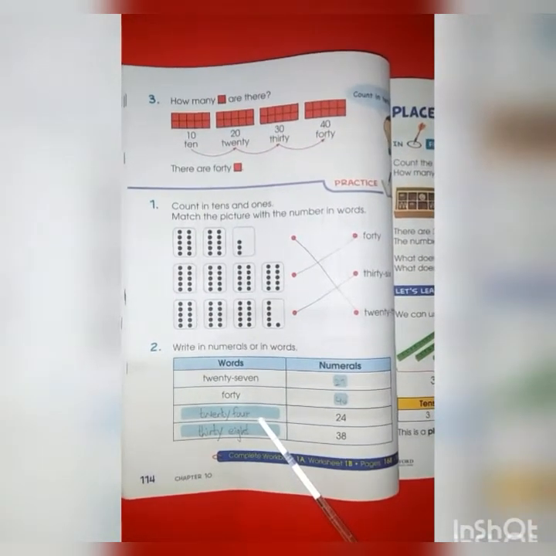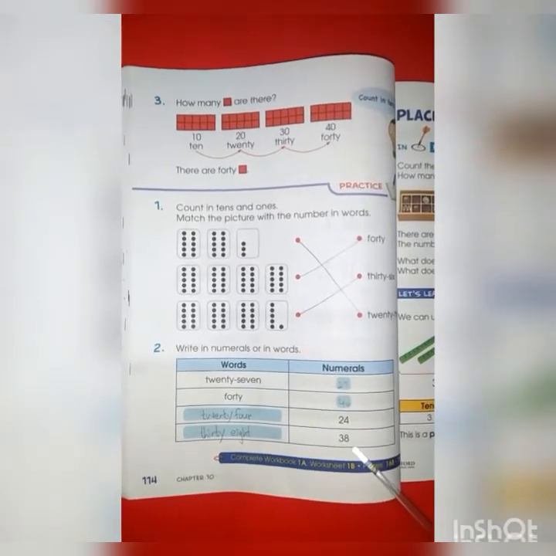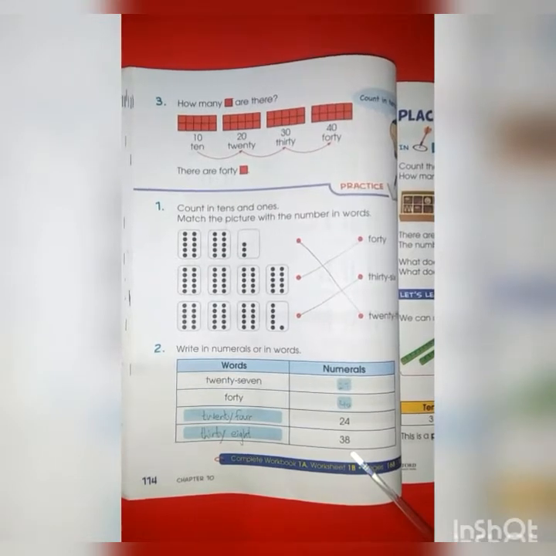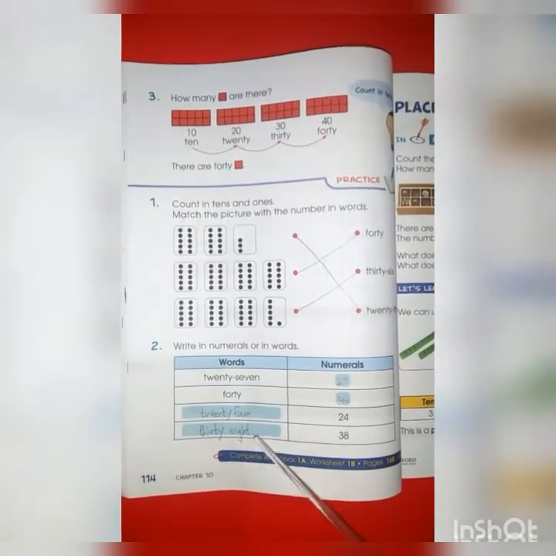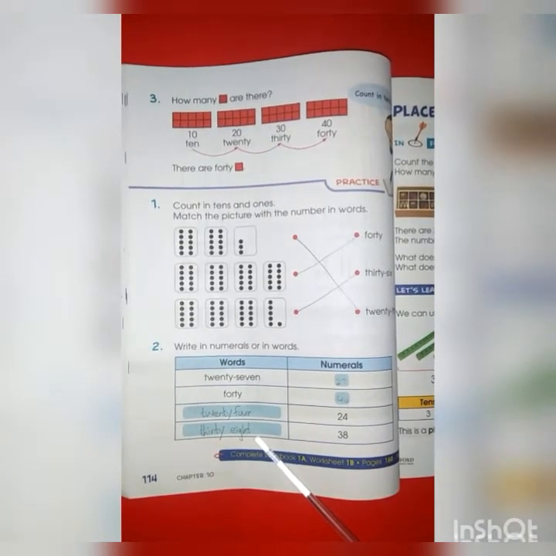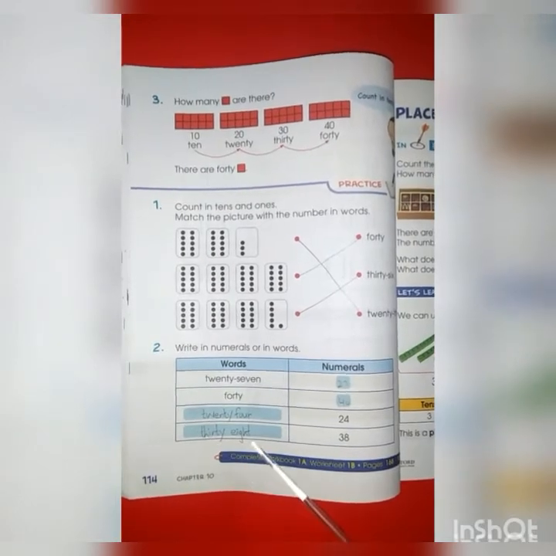TWENTY, 20. FOUR, 4. Here we have 38 in numbers and we have to write it in words. 38. THIRTY, 30. EIGHT, 8. 38.